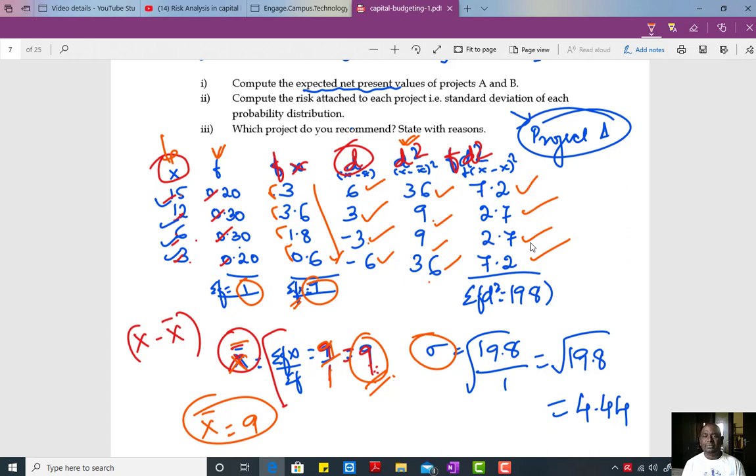Now what do you do? You just sum it up. What we call summation FD square. Okay, summation FD square. How much did you get? 19.8. So then apply the standard deviation formula. Standard deviation is equal to the square root of summation FD square divided by summation F, which is the square root of 19.8 divided by 1, which is equal to 4.44.